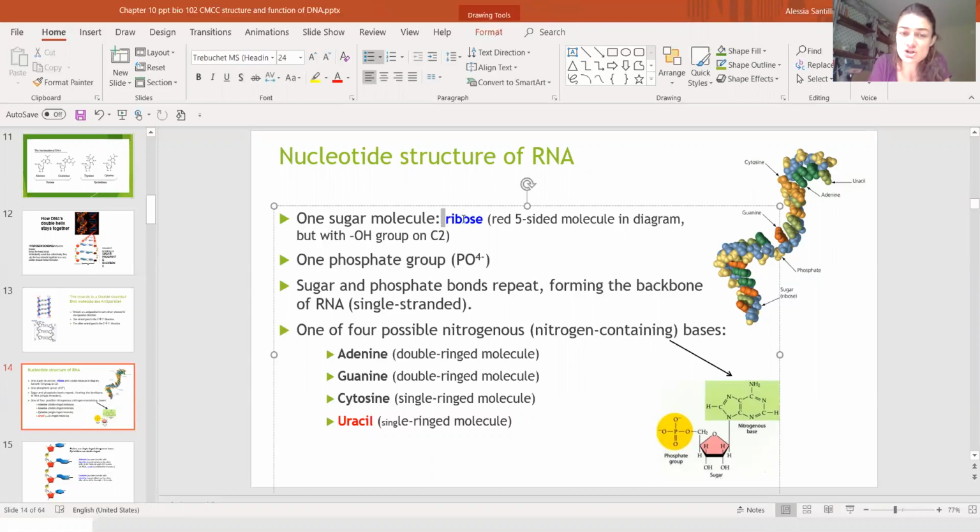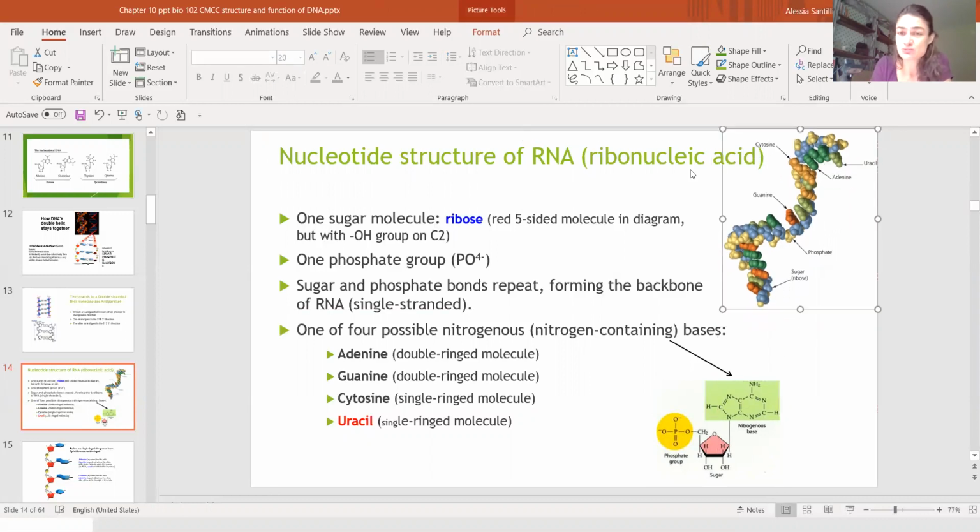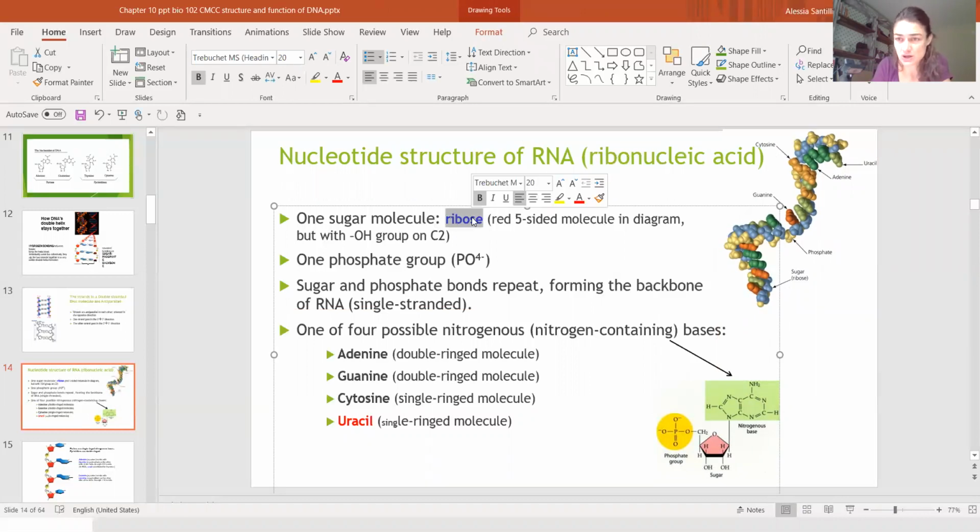But the sugar is actually known as a ribose, hence the name ribonucleic acid. So RNA is called ribonucleic acid because the ribo is in reference to the ribose sugar. It also has a phosphate group that doesn't change. And then it has nitrogenous bases as well. Some of them are the same as DNA and then others aren't.